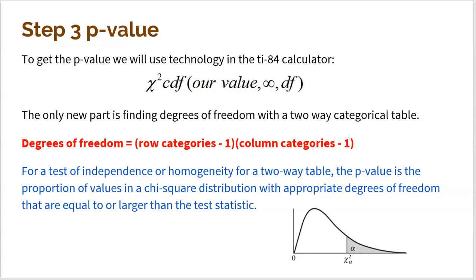For a test of independence or homogeneity for a two-way table, the p-value is the proportion of values in a chi-squared distribution with appropriate degrees of freedom that are equal to or larger than your chi-squared test statistic. Remember, a chi-squared model is skewed to the right because you can only have positive values, since there's a square involved in the formula. Your chi-squared number is going to fall somewhere on this model. It's just like a sampling distribution that has tons and tons of z-scores or t-scores. A chi-squared model has tons and tons of chi-squared values.